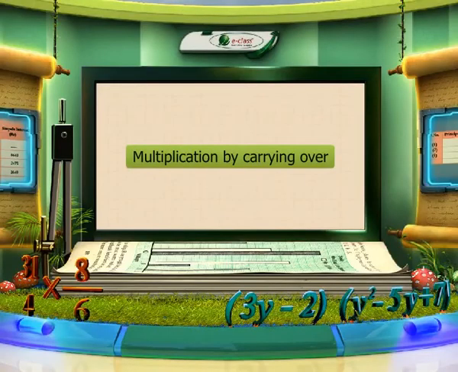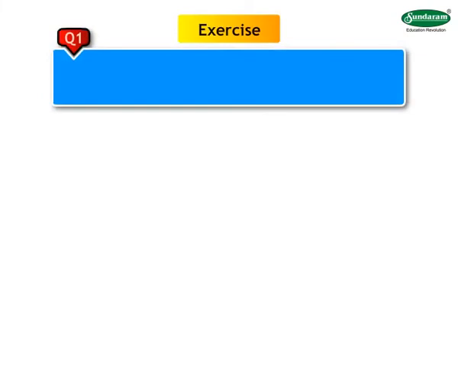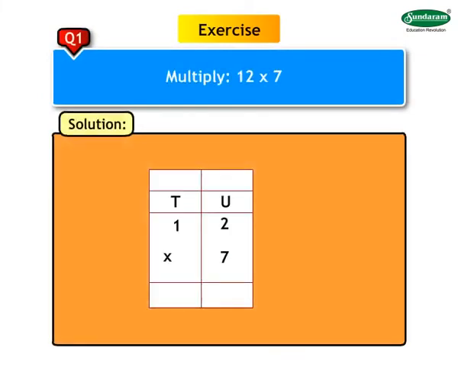Multiplication by carrying over. Let us do a few examples from the exercise given on page number 20. Question 1. Multiply 12 by 7. The product is 14. Therefore, we will write the unit number 4 from the product 14 in the units place of the product and carry over 1 in the tens place of the product above the digit in the tens place. Now, multiply 1 by 7.